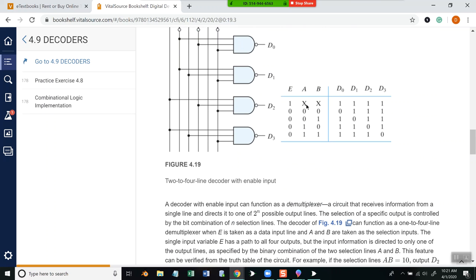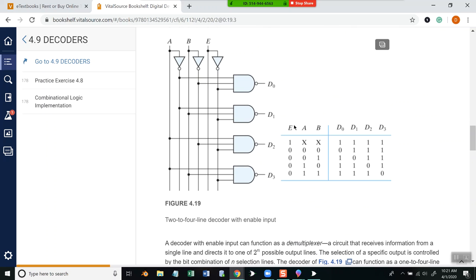And the x's here represent when you put a 1 in for E, it doesn't matter what A and B are, because 0 times anything is 0. And then it shows all the truth tables when you plug in all those other values.